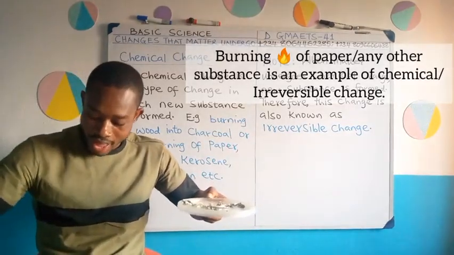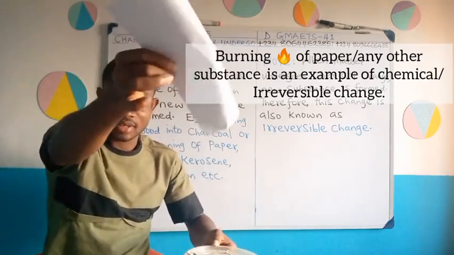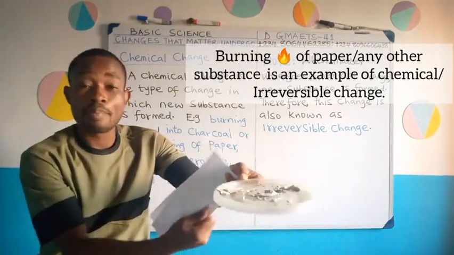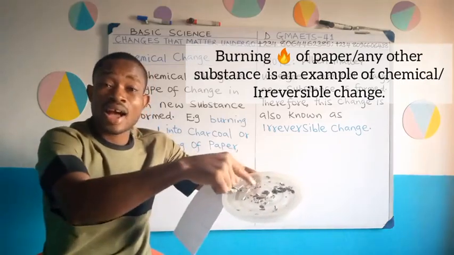This was what I burnt. This was the type of paper I burnt. You can see that. Look at it. Now this is what I got after burning. So chemical change has taken place. You can see this is ashes.